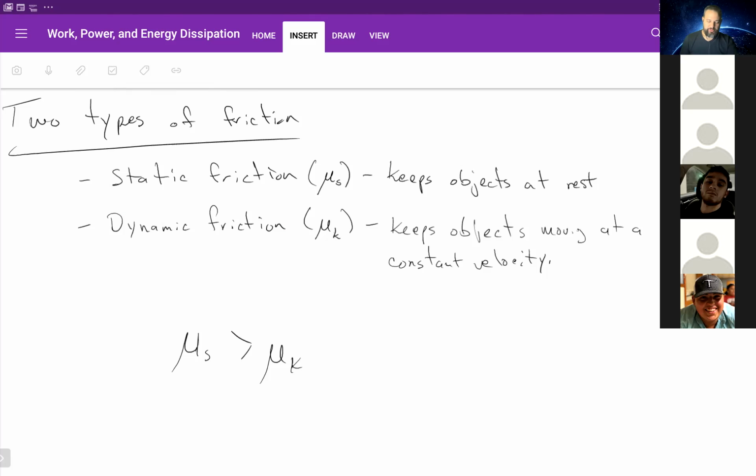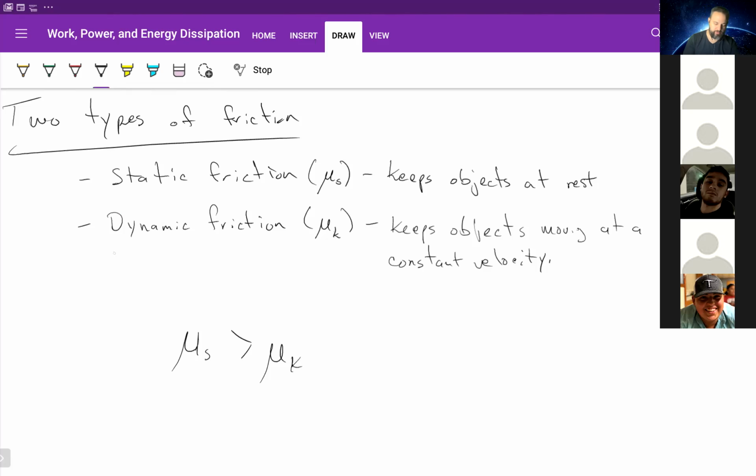We said that there's two types. There's static friction and there's dynamic, or we also call it kinetic friction. Either one of those names works. Kinetic is why we put the little K, if you were wondering about that. And kinetic friction keeps objects moving at a constant velocity, or tries to keep it moving at a constant velocity.